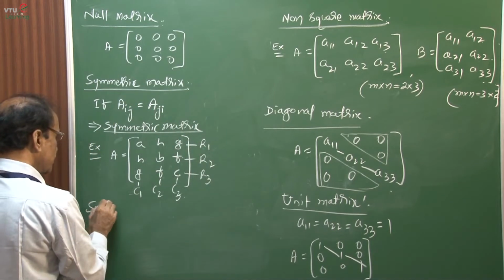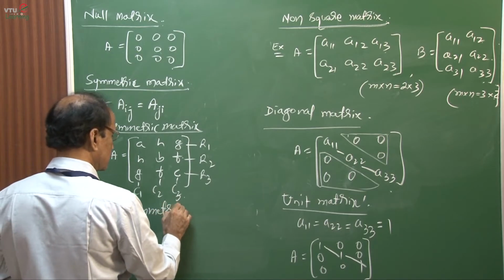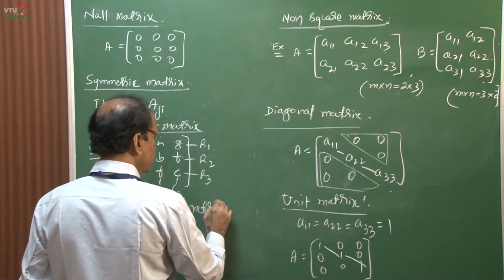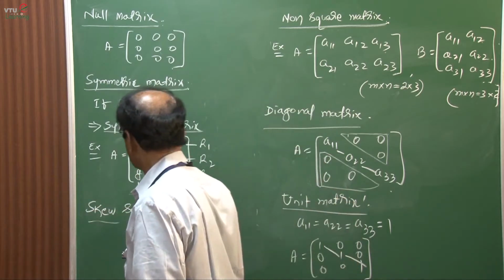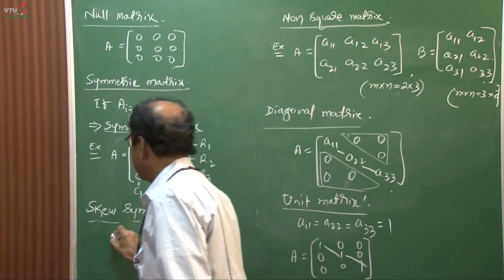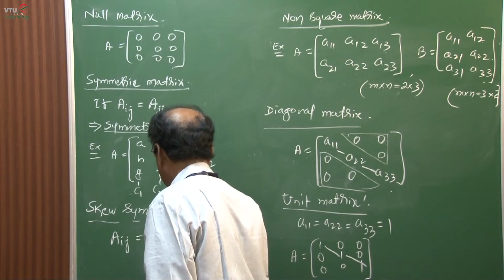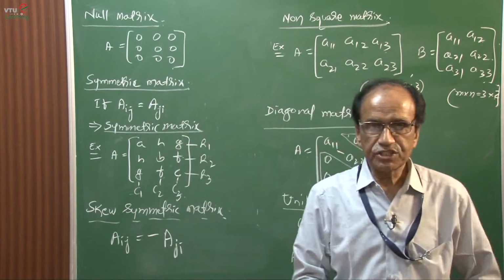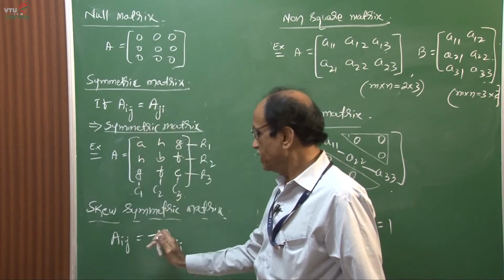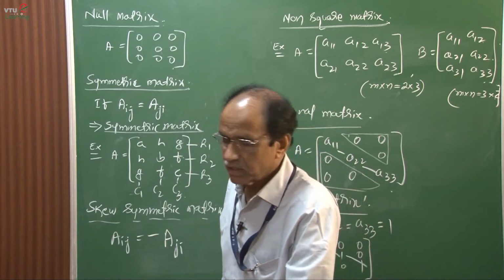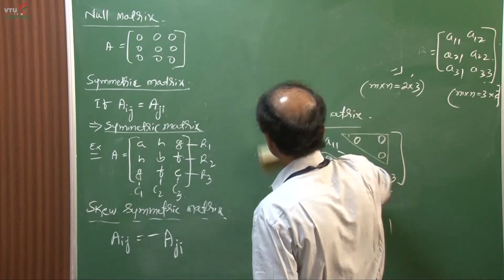And next definition is skew symmetric matrix. What is the meaning of skew symmetric matrix? The meaning of skew symmetric matrix with reference to this symbol is Aij is equal to minus of Aji. This is the interchange of these two. Aij is equal to, here leaving the plus sign, here leaving the minus sign. If the matrix changes its sign after interchanging the rows and columns, then it is called skew symmetric matrix.